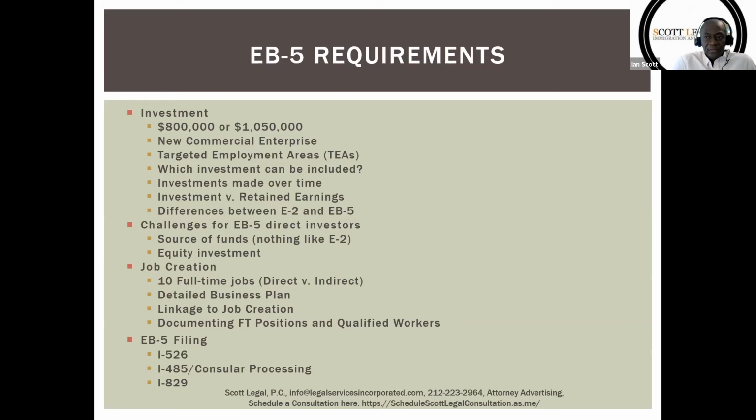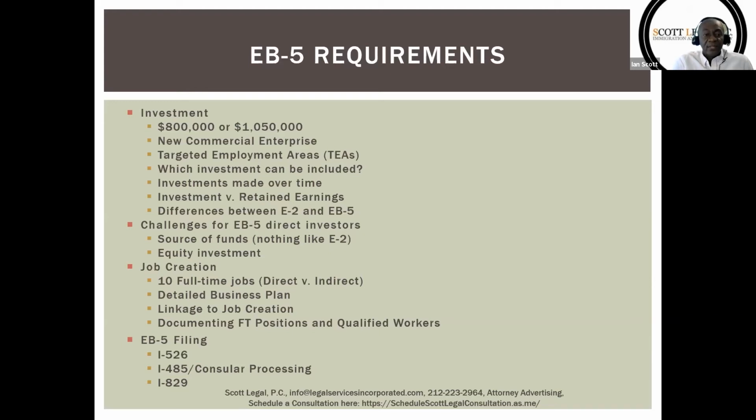For EB-5, we cannot. Another big difference is that for E2, the investment can be the purchase of a business. So let's say someone buys a restaurant for $800,000 and gives $800,000 to the seller. That's completely fine for E2, but not for EB-5. For EB-5, the money can't go to the seller. The money has to be invested directly into the business.